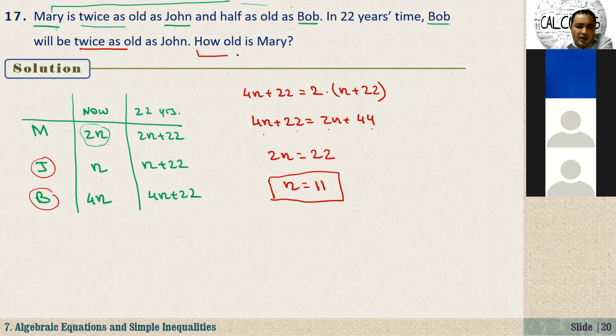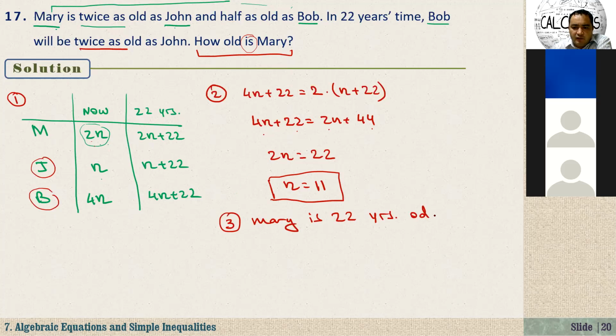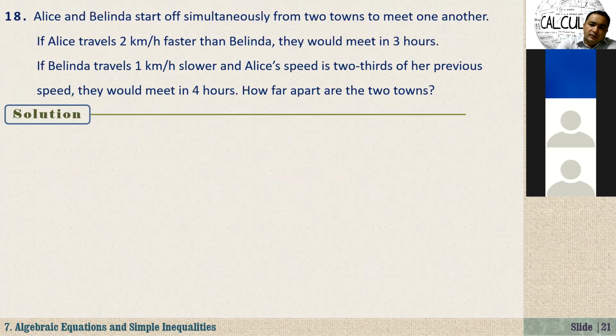Now, what is the question? How old is Mary? That's our first step. That's our second step. Now, third step, we answer the question. How old is Mary means here we are using present tense. We are talking about Mary's present age, right? What is present age? It is 2n. So Mary is 2n. What is 2n? 2 times 11, 22 years old now. Okay, that is how we solve age problems.